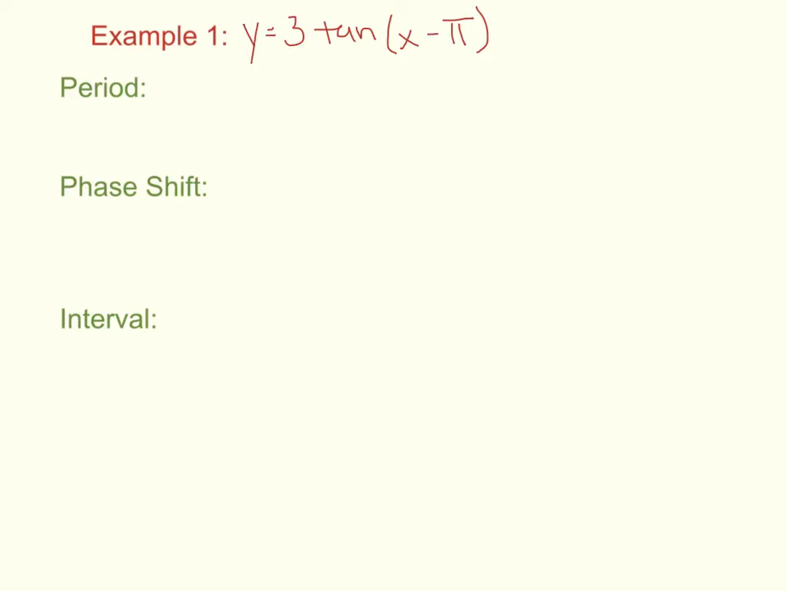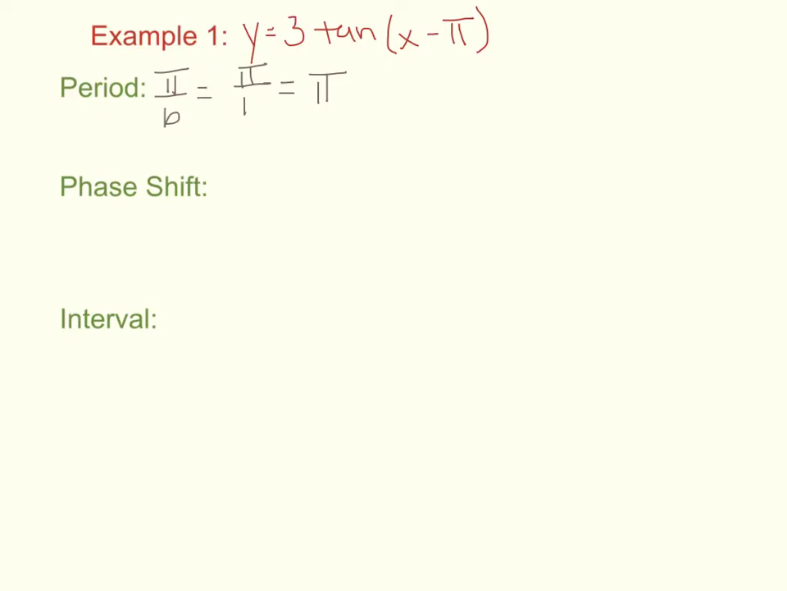Alright, let's look at our first example. So I didn't have my notes, so make sure you copy this new one down. So y equals 3 times the tangent of x minus pi. Now the first thing we're going to find is the period. The period is pi over b. So if I take a look, my b value is always in front of my x. So in this case my b value is 1. So I have pi over 1, which reduces to pi.